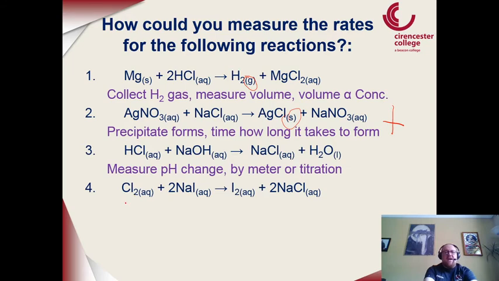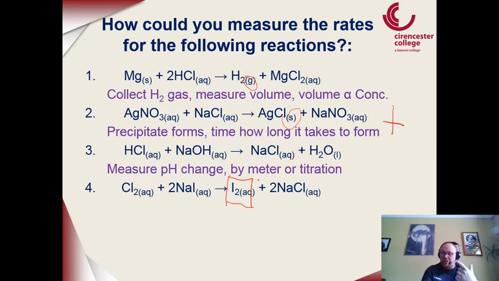We've got some aqueous chlorine, which you probably get from bleach or something. I've added some sodium iodide, and what it's making is iodine solution and sodium chloride. So iodine solution, what do we know about iodine solution? Does anyone know what colour iodine solution is? Iodine solution is a very dark brown solution.